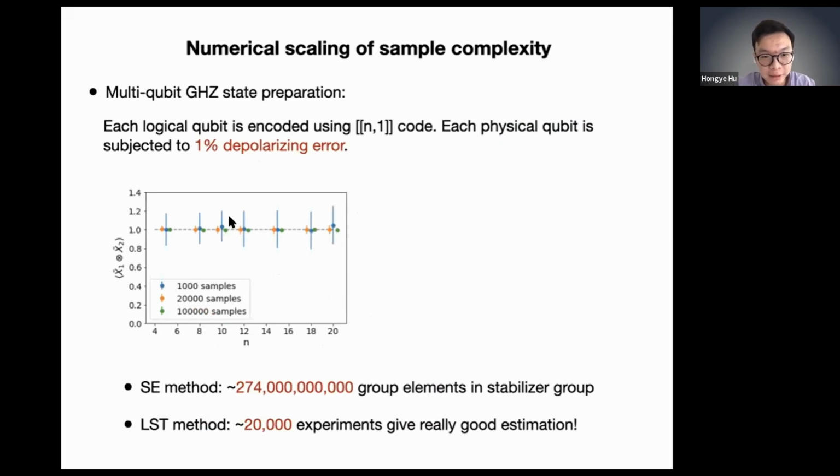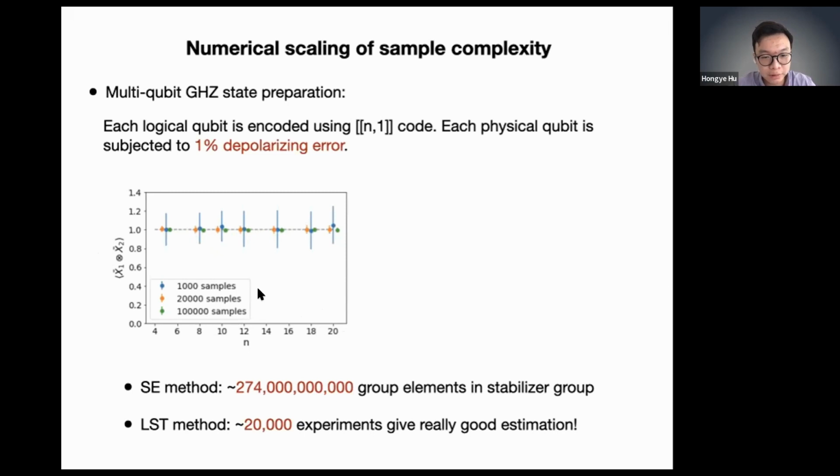In this left figure, we estimate the logical XX operator for a 2 logical qubit GHZ state. In the ideal state, the expectation value will be 1. And each of the logical qubits is encoded with n physical qubits, up to 20. Different colors mean different numbers of samples. For example, if we use 20 qubits to encode 1 logical qubit, then there are roughly 300 billion group elements in the stabilizer group. And it is really infeasible to use the traditional method and expand this projection operator.